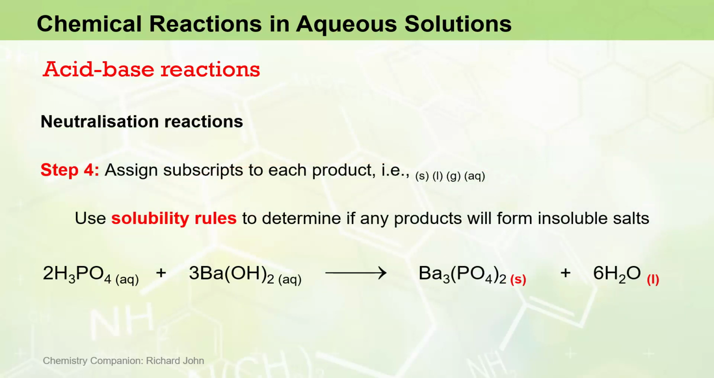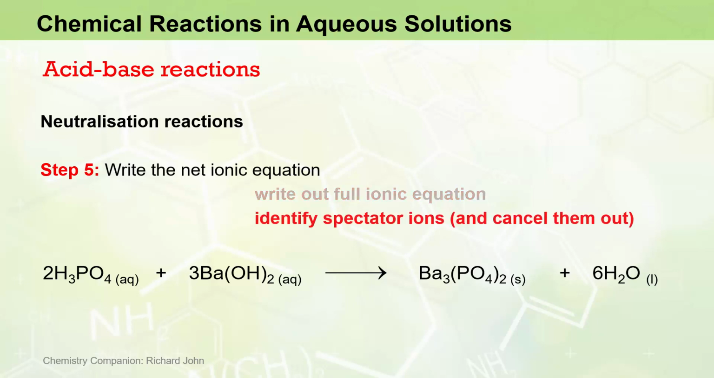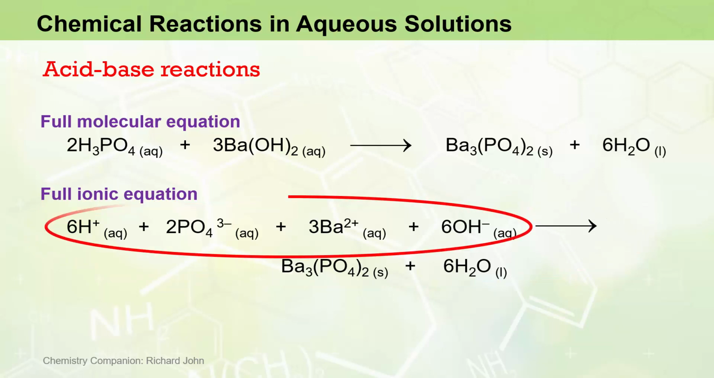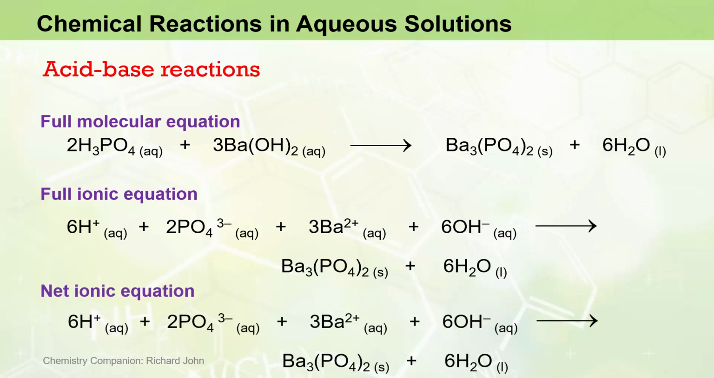Finally, in step 5, we may be asked to write out the net ionic equation, and to do that, we need to write out the full ionic equation, where all the strong electrolytes are written as individual ions. And then we identify spectator ions and cancel them out to get the net ionic equation. And again, we've had lots of practice with that in earlier videos, with this being the full ionic equation, where both the acid and base solutions, being strong electrolytes, are written as separate ions. Interestingly, there are no spectator ions in this full ionic equation, and so the net ionic equation in this case is the same as the full ionic equation.